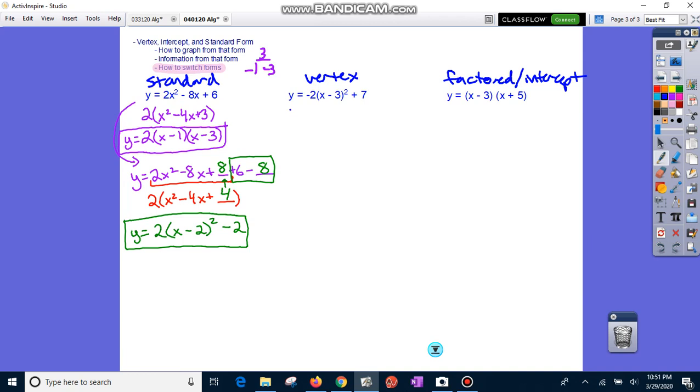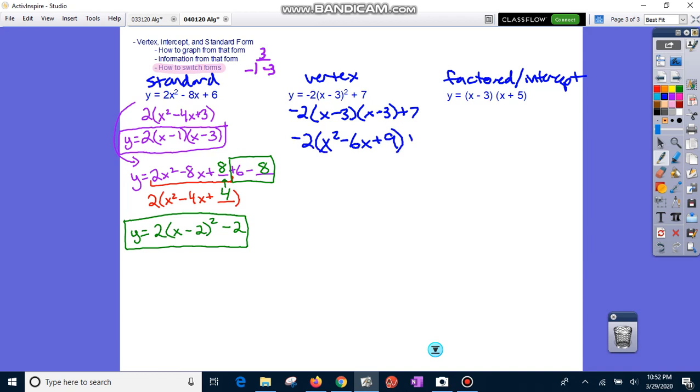From vertex form, going to standard form is the easiest. So all I do is multiply everything out. So I have -2 times (x minus 3) times (x minus 3) plus 7. Remember that (x minus 3) squared is not just simply distributing the square. I'm going to multiply the (x minus 3) times (x minus 3) first. So I'm going to get x squared minus 6x plus 9.